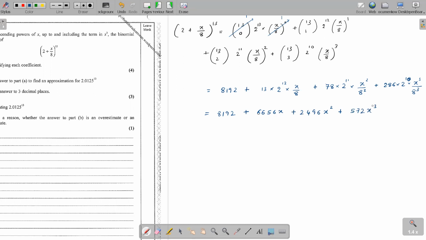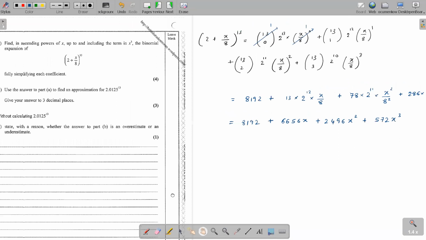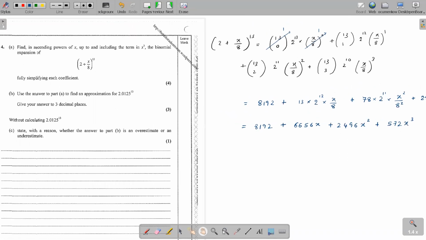Right, so these are the first four terms, and plus it will continue on. So these are the first four terms, the answer for part A. And the next part they're asking you, use your answer to part A to find an approximation for 2.0125 to the power 13, giving your answer to 3dp. So I need to find this expression.